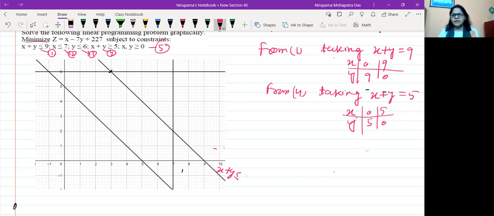Now this line is not passing through origin. So putting x 0, y 0, you can see 0 less than equal to 9 is true. So the line is towards origin. This is origin. Next, x equal to 7, the second inequality, x less than equal to 7. So taking x equal to 7, which one will be the line?